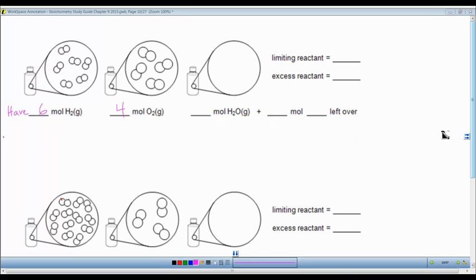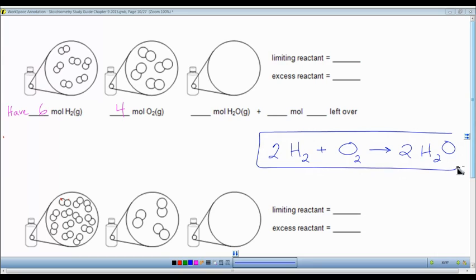And I'm just going to jot that ratio down again, so I don't forget it. Let's put it in blue. Okay, so here's the ratio. That's important to all stoichiometry. It's the same equation: 2 H2 plus O2 producing 2 waters. All right, there it is. That's what I got.